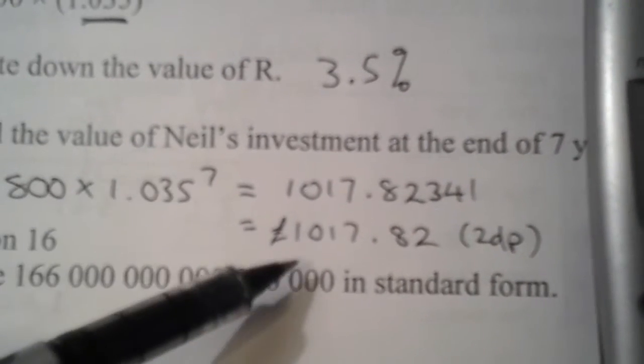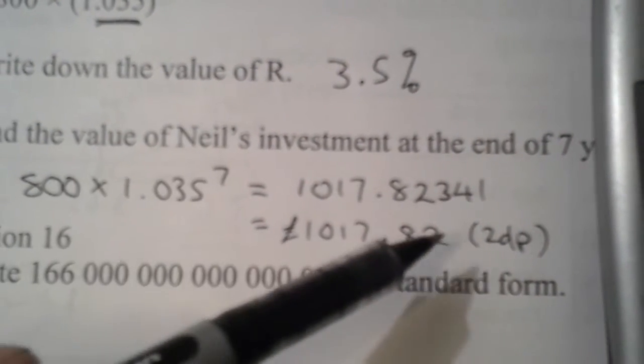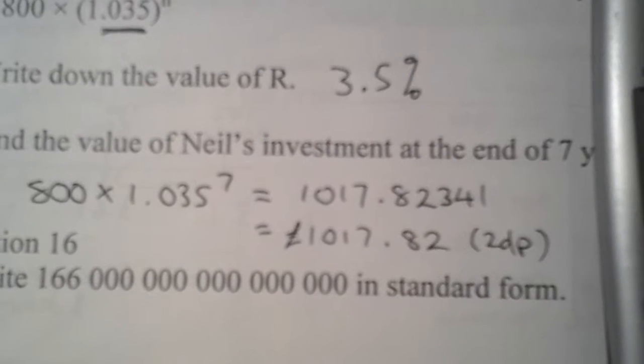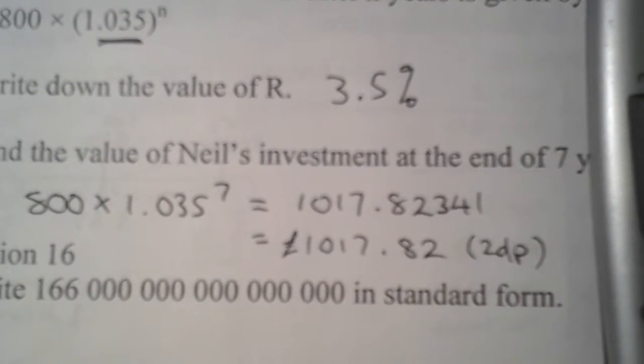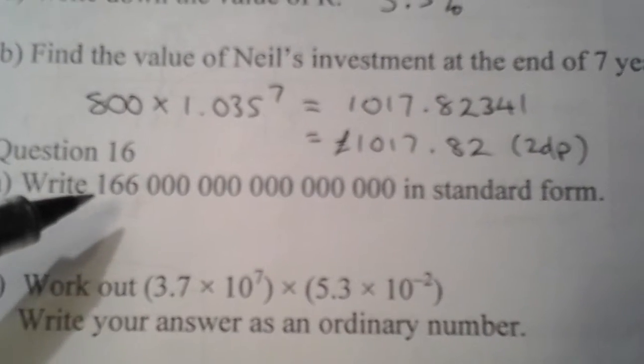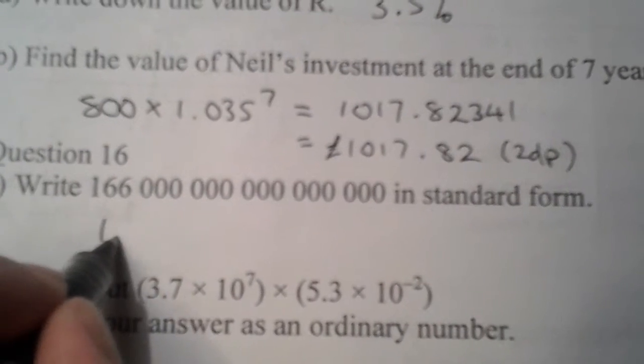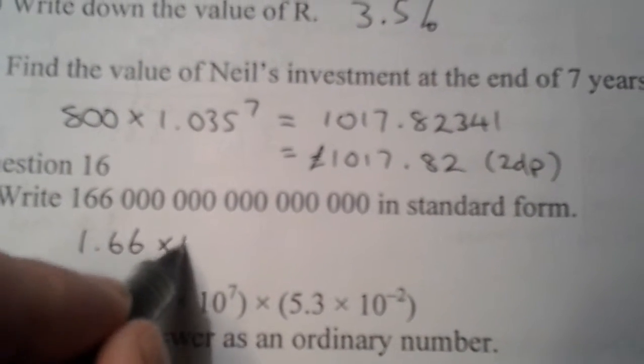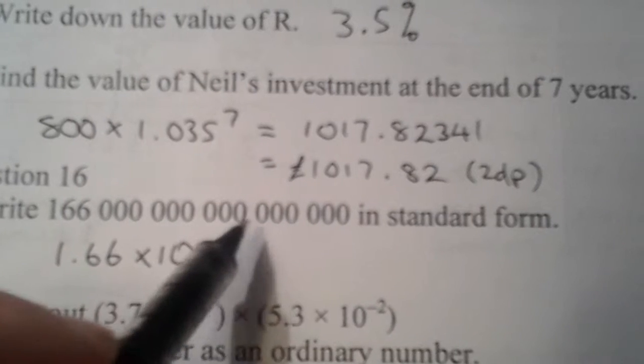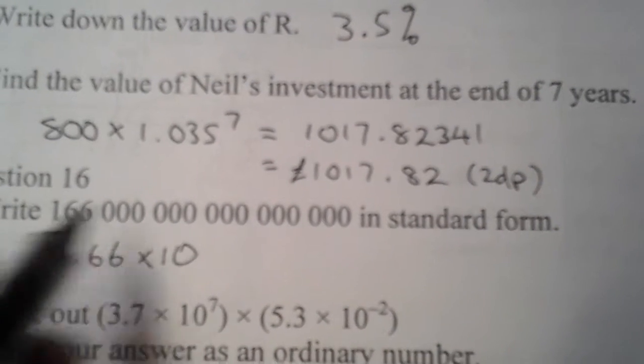work it out using a calculator and the power button, and then remember this is money, so always round to 2 decimal places. £1,017.82. Standard form is going to be 1.66 times by 10 to the power of 3, 6, 9, 12, 15, 16, 17.